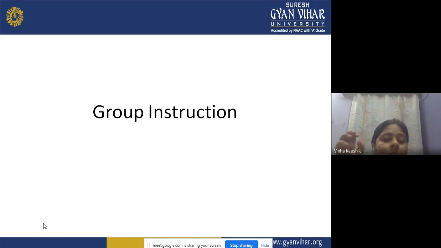Now the second concept which we are going to discuss today is group instruction. Till now we have studied individual instruction, where we focus that every individual is unique, every individual has their own learning style, interests and needs. Then we have to give our instructions on the basis of their needs and learning style. This is called individualized instruction. But when we discuss group instruction, it will be totally different from individualized instruction. Here we will focus on the group, and the needs of that particular group.